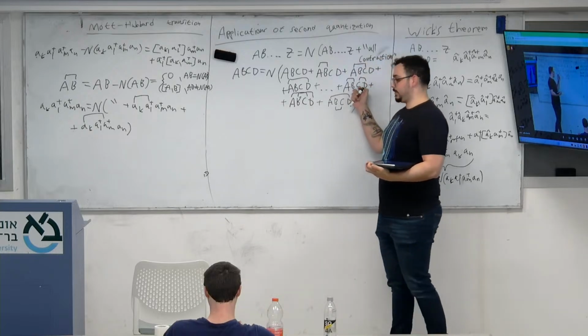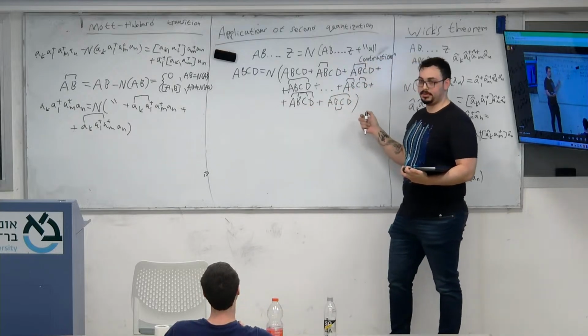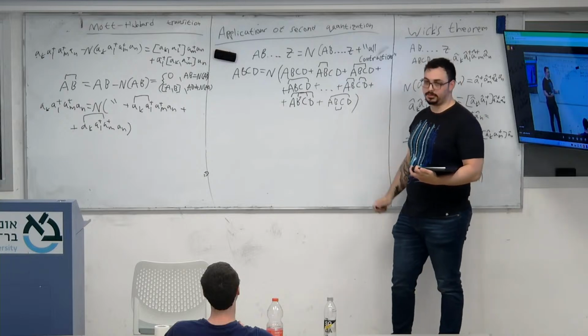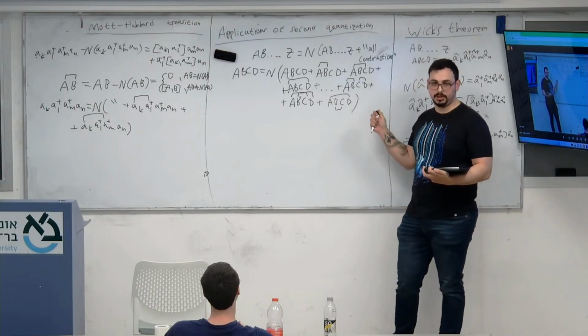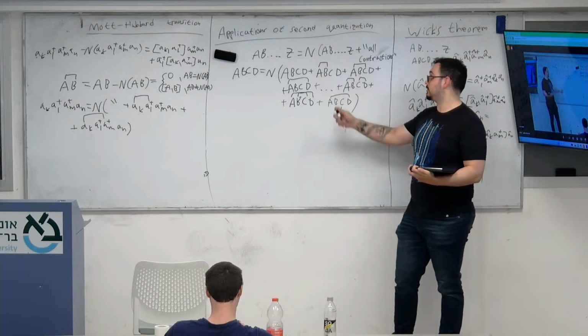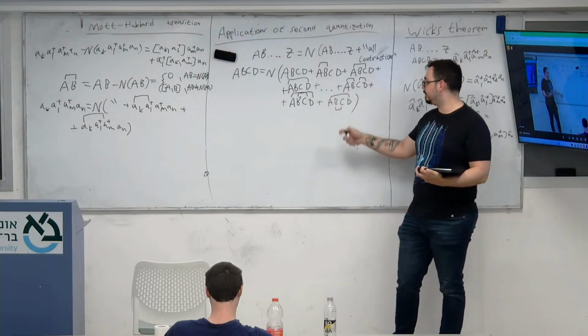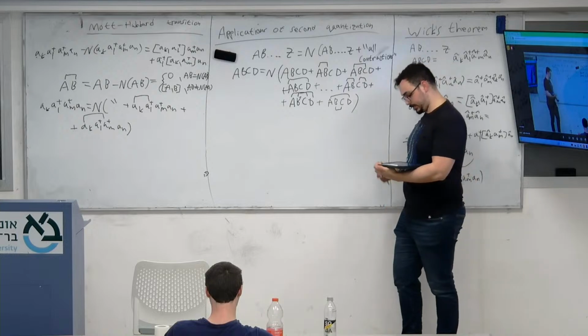And the last three terms, where all of the operators have a contraction on them, we call those the fully contracted terms. Those are some terms with contractions in them. These are the fully contracted terms.